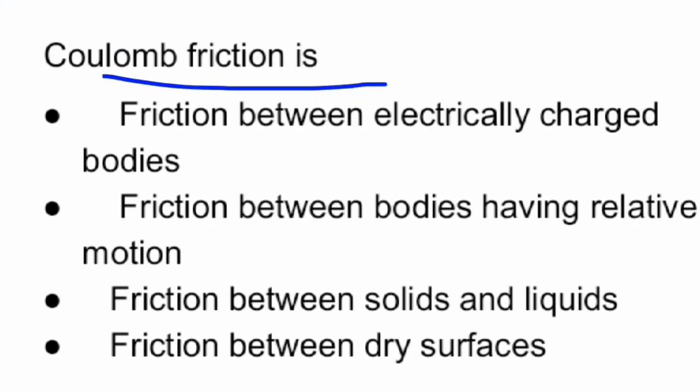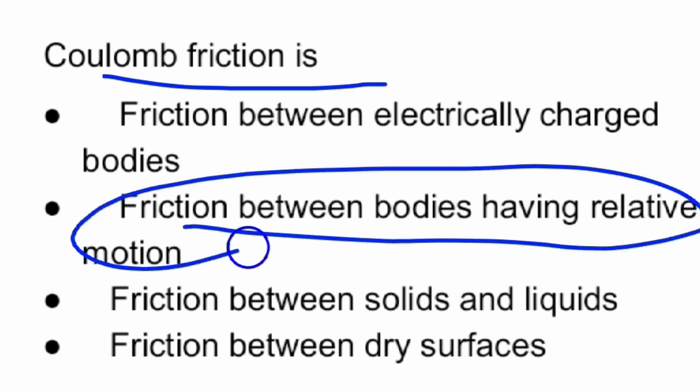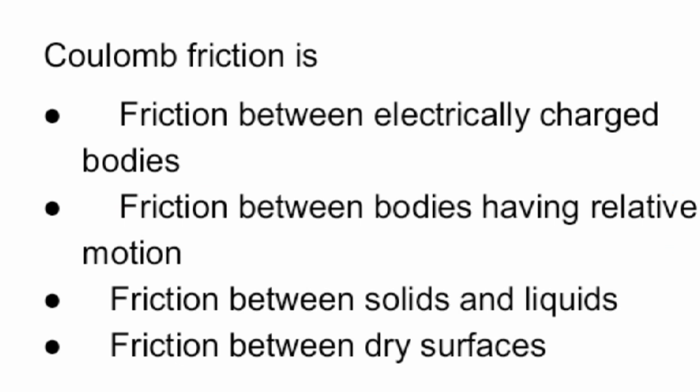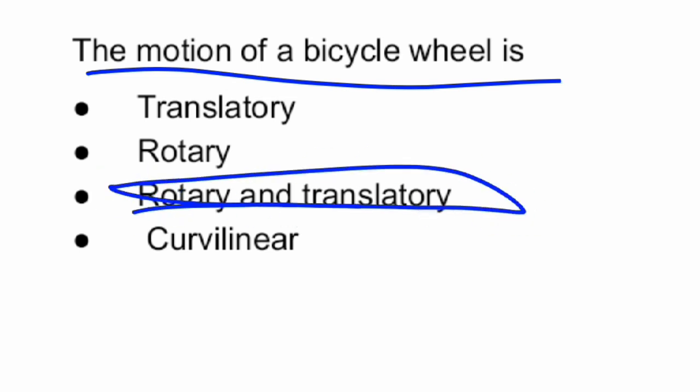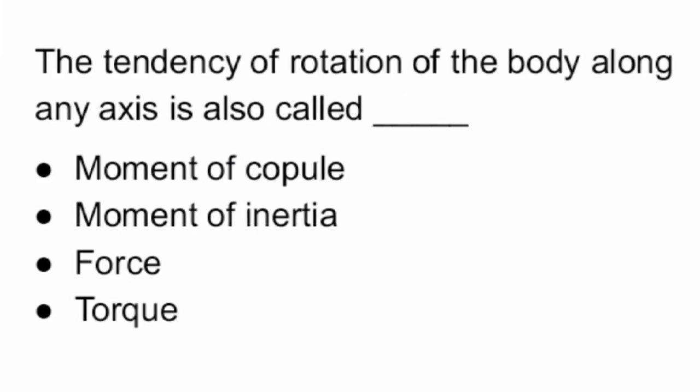Coulomb's friction is applicable to what? Coulomb friction is the friction between two bodies having relative motion. What is the motion of a bicycle wheel? The motion of a bicycle wheel is rotary as well as translatory. Option C, it is rotary as well as translatory motion.